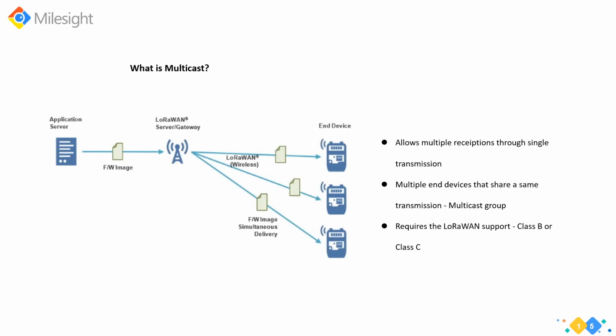So multicast comes into play, which allows a number of end devices to hear a single transmission. And the devices that hear a transmission form a group called a multicast group. Multicast requires that LoRaWAN support Class B or Class C. At least it should support Class B.